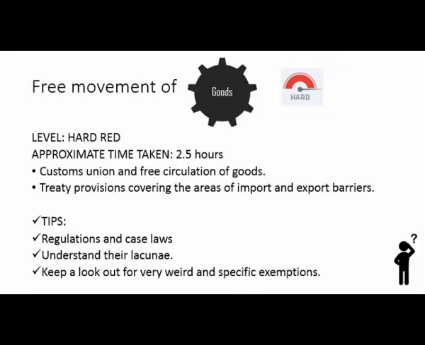Next is the free movement of goods. This section was the toughest of the lot. It deals with the customs union and free circulation of goods. The scope of the treaty provisions covering the areas of import and export barriers is quite vast. I suggest you take this up on a day while your head is screwed on right with some calming Spotify playlist on the background. This section took me about 3 hours of concentrated study to grasp and internalize.